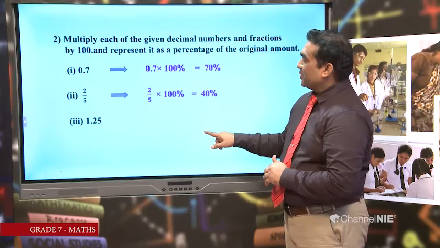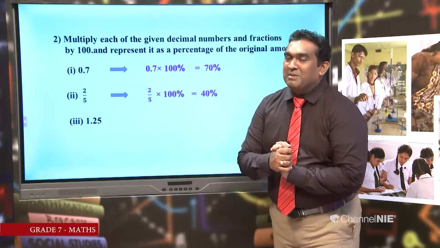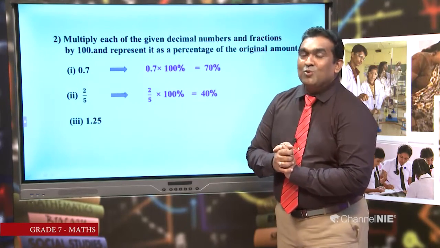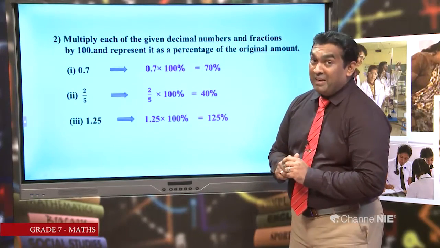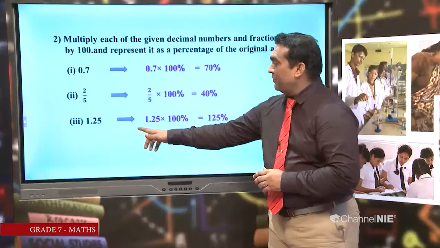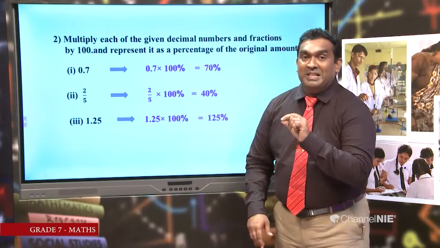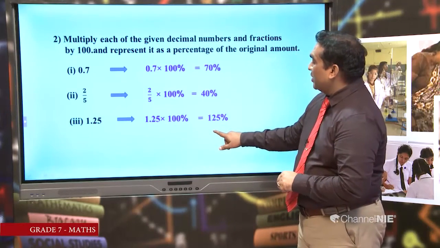40%. Next one, 1.25. Here the special case is this number contains 2 decimal places, 2 digits after the decimal point. Then by the direct method, 1.25 can be multiplied by 100. Separating 2 decimal places means dropping 2 zeros. 125 multiplied by 1, it means again you have 125, because of 2 decimal places you have to delete 2 zeros from 100. Right. 1.25 is equal to 125%.